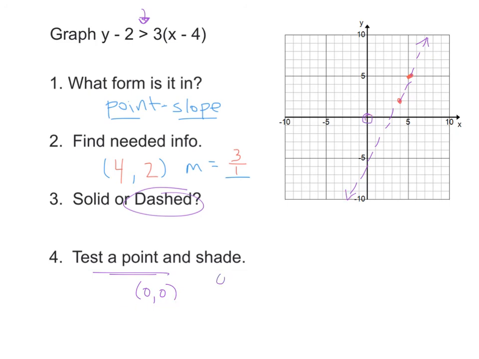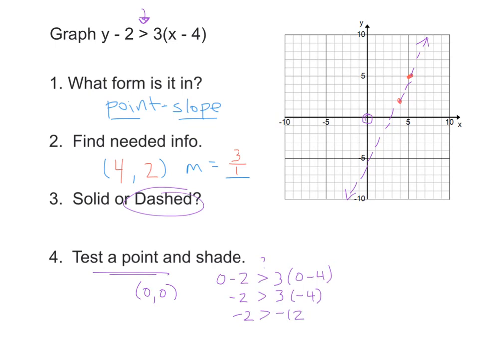So like I showed on the previous screen, we are going to put 0 in for y, and we are going to put 0 in for x, and we're going to find out, is this true or not? So 0 minus 2 is negative 2. Is that greater than 3 times (0 minus 4)? Well, 0 minus 4 is negative 4. So now we have, is negative 2 greater than negative 12?